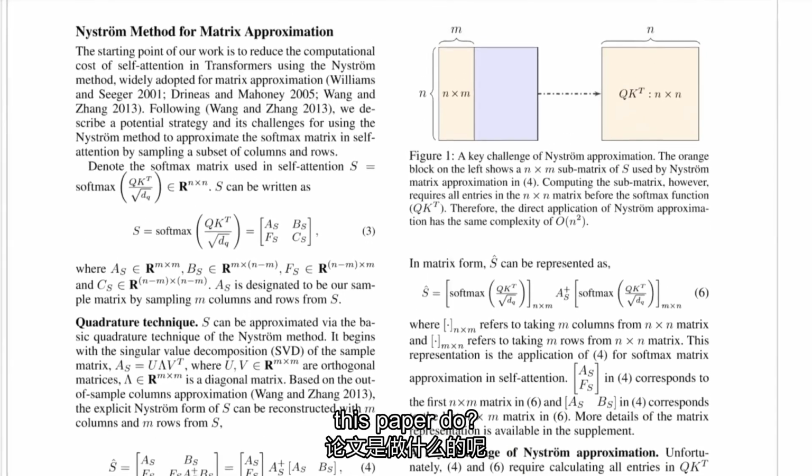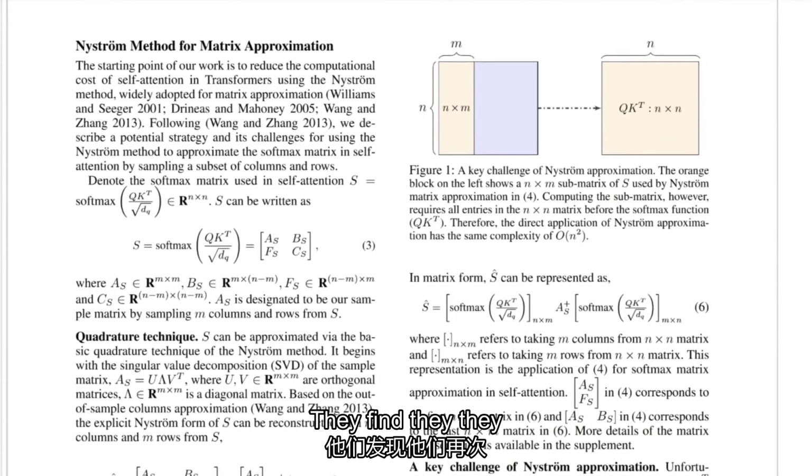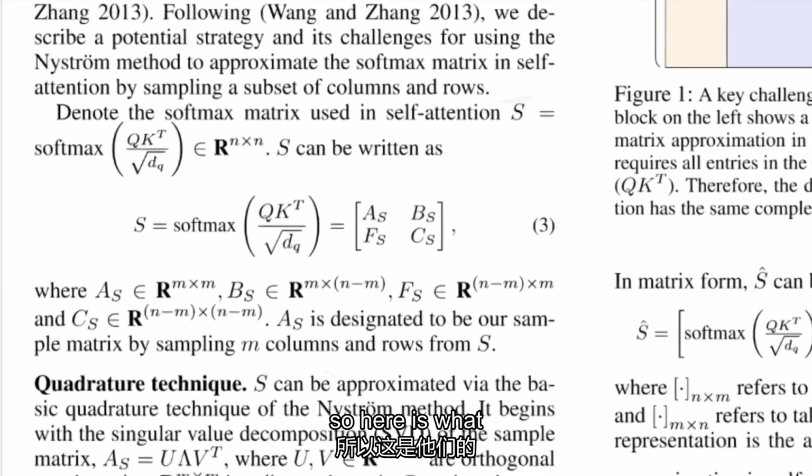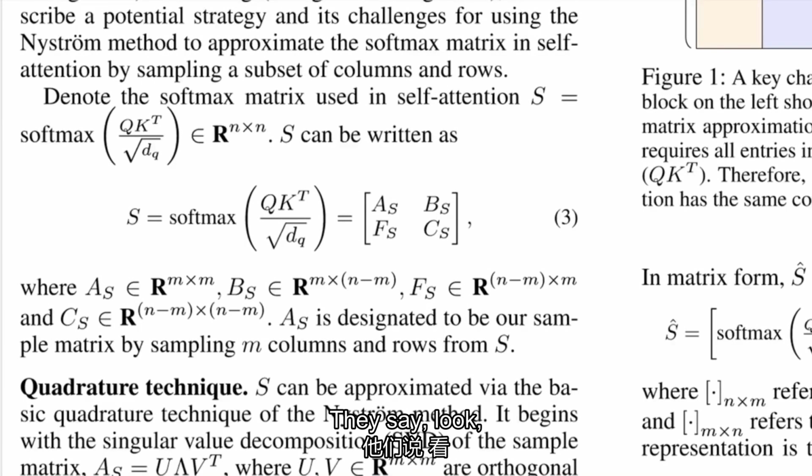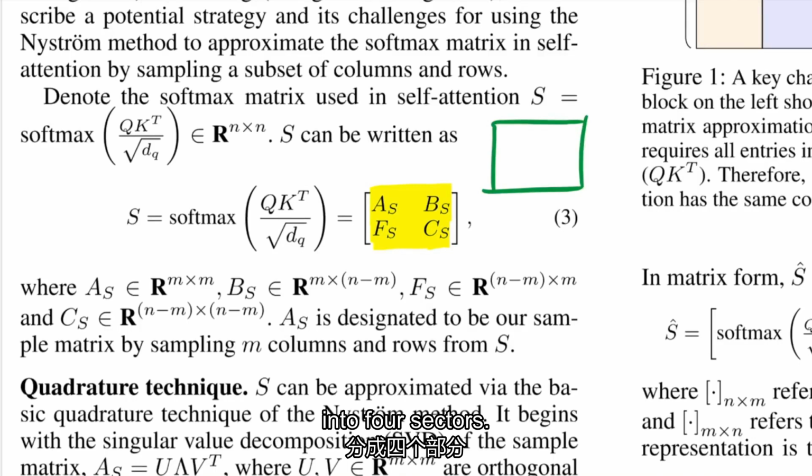So what does this paper do? They tackle the problem again of approximating this big matrix. So here is what they suggest. They say, look, what you can do is consider any matrix as sort of a collection of submatrices. So this notation over here simply means that you want to divide your matrix into 4 sectors. Okay, so sector 1 here is A, and then this is B, and then for some reason this is F, and then this is C. I don't know why it's F.